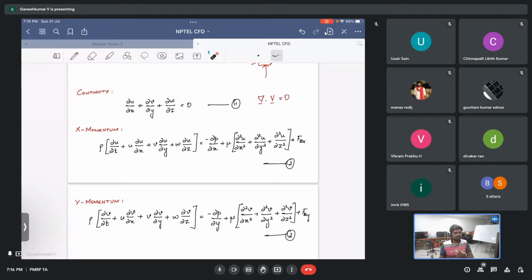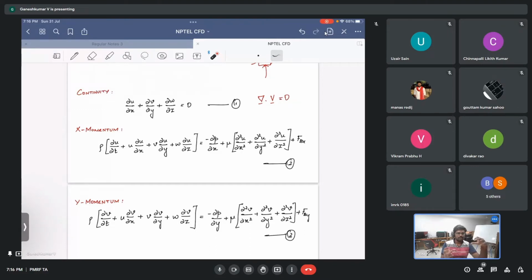The momentum equation, the Navier-Stokes equation, is written for a control volume, but F equals ma is written for a fixed mass. We call it a system, a control system kind of thing. So if you write a momentum equation for a fixed mass, it will be Newton's second law. But we are writing a momentum equation for a fixed volume, a control volume. Control volume is the volume which we are interested to study.